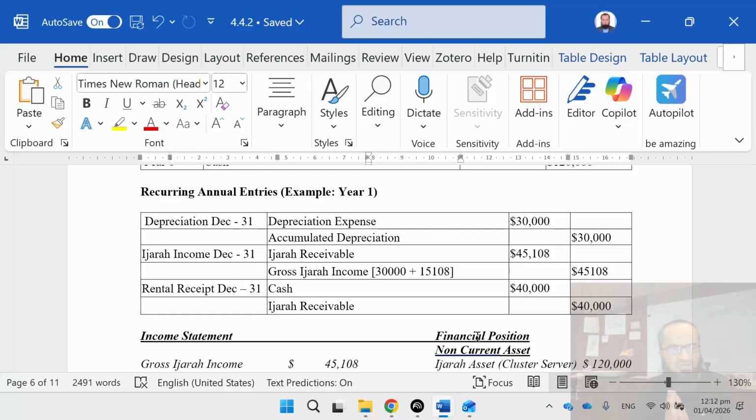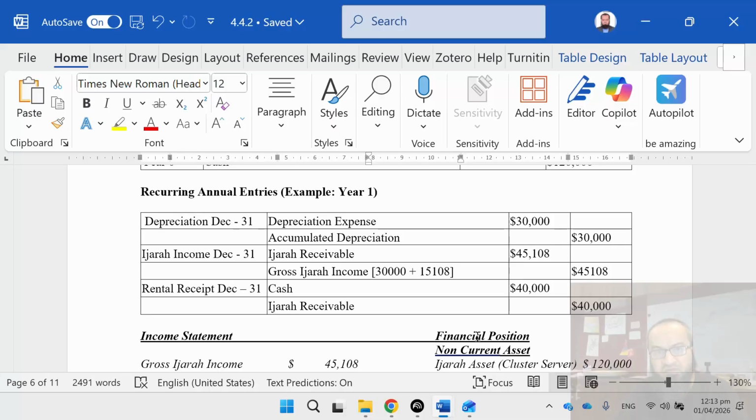So the conclusion is that under the straight line method, the entire 40,000 rent amount will be received, and the income will be 10,000. So there will be no difference in Ijarah receivable. Whatever we record as receivable will be received every period. Income will be the same every period for the Lessor.